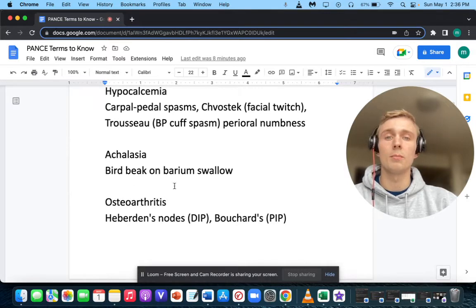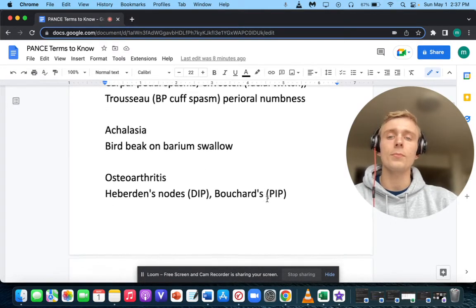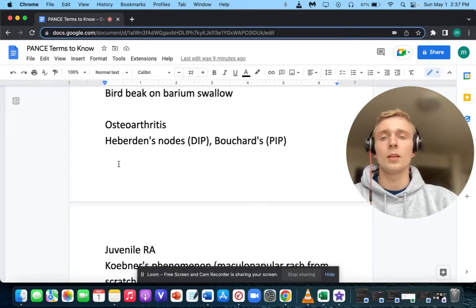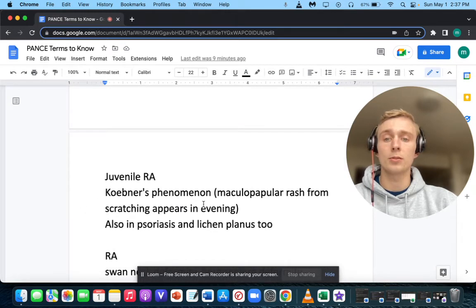For a bird beak on barium swallow, that makes you think of achalasia. If I say Heberden's nodes, which are in the DIPs, or Bouchard's nodes, which are in the PIPs, that makes you think of OA, osteoarthritis. If there's Koebner's phenomenon, which is a maculopapular rash from scratching the areas, you want to think of juvenile RA. This is also in psoriasis and lichen planus as well.